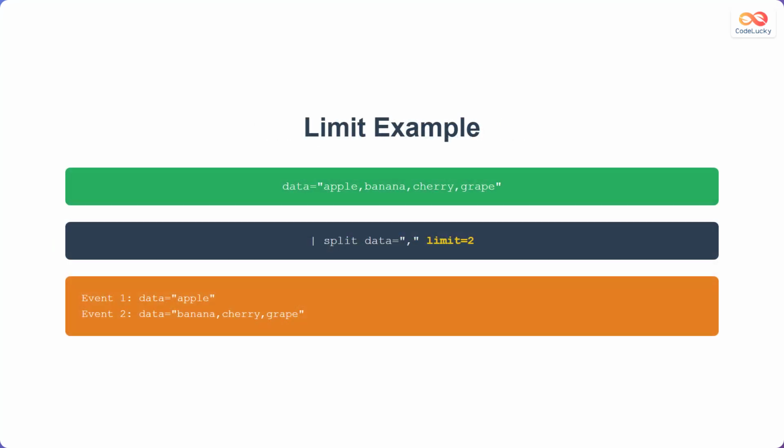Here's an example demonstrating the limit parameter in action. Starting with data="apple, banana, cherry, grape", we apply the command | split data="," limit=2. This creates only 2 events instead of 4. The first event contains data="apple". The second event contains data="banana, cherry, grape". Notice how the limit of 2 means only one split actually occurs, creating 2 events where the second event retains the remaining comma-separated values.